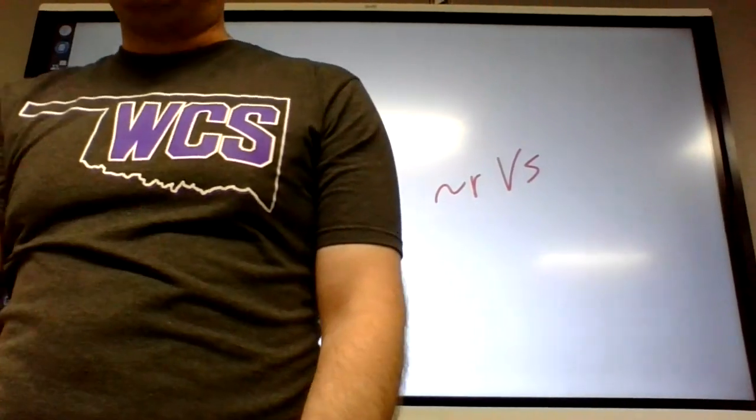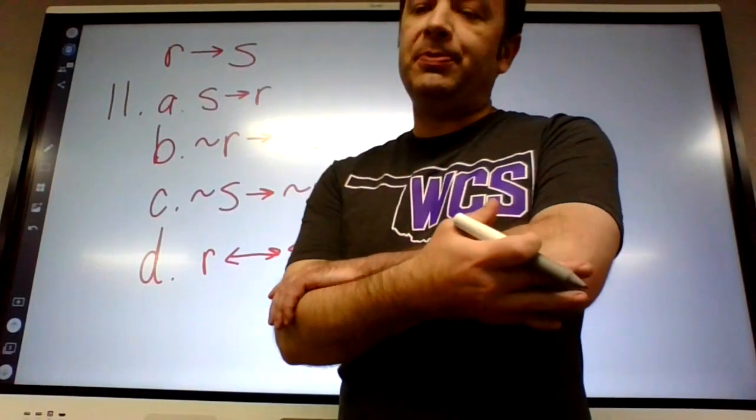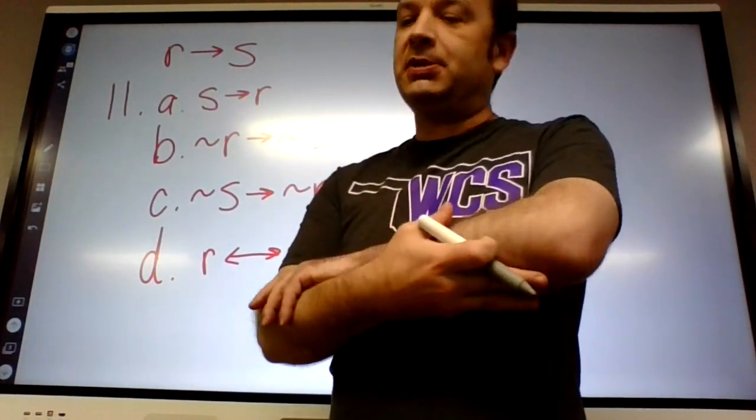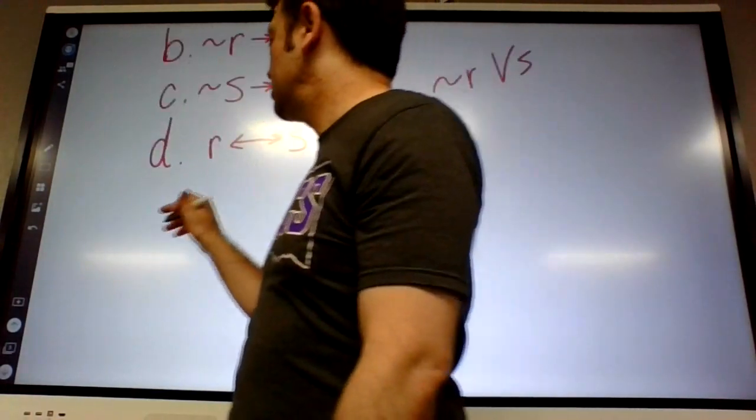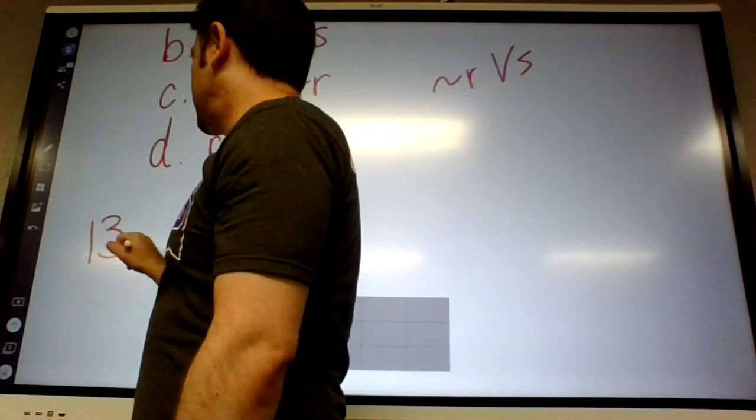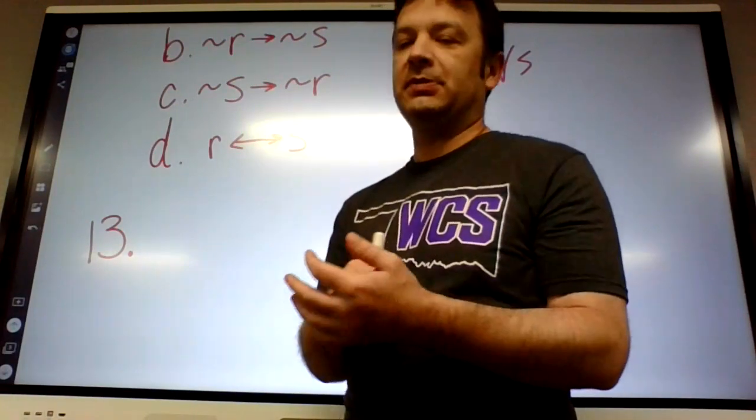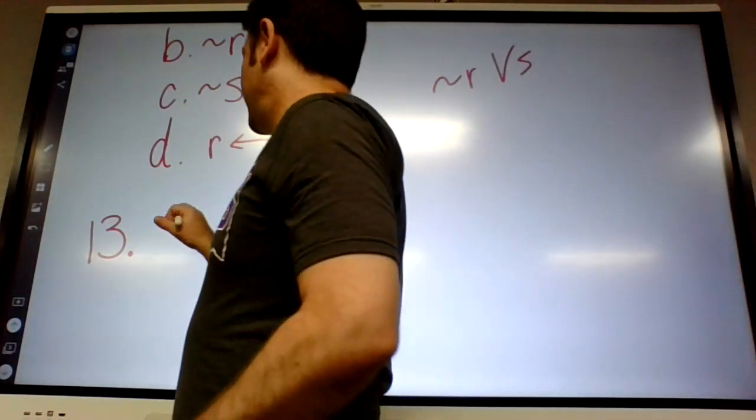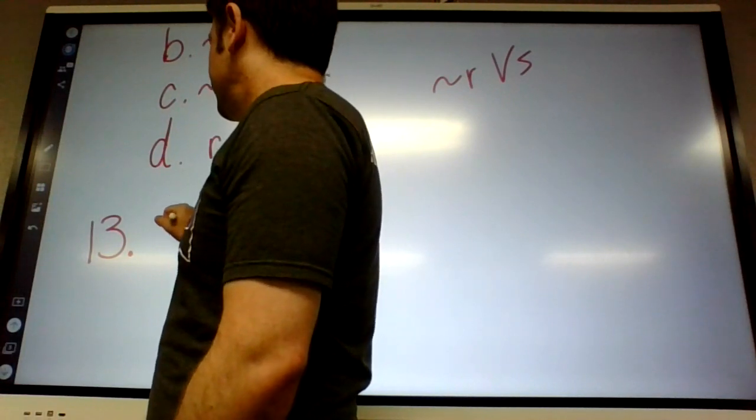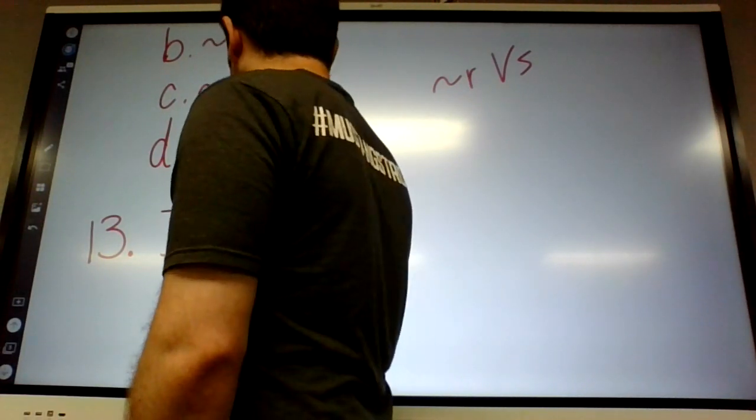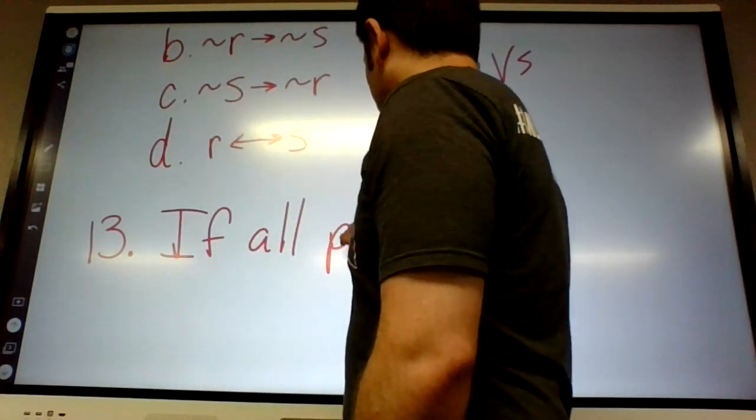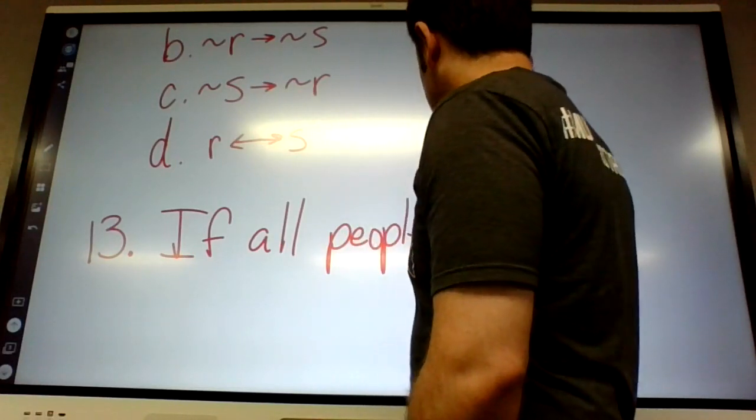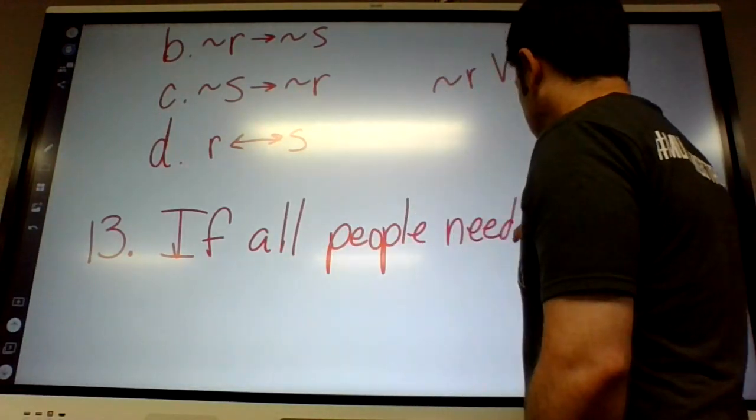Okay, write the converse. If all people have sinned, then all people need a savior. If no people have sinned, then no. That was contrapositive. If all people need a savior, then all people have sinned. Say it again, Lennox. If all people need a savior, then all people have sinned. Right. You're smart, Lennox.